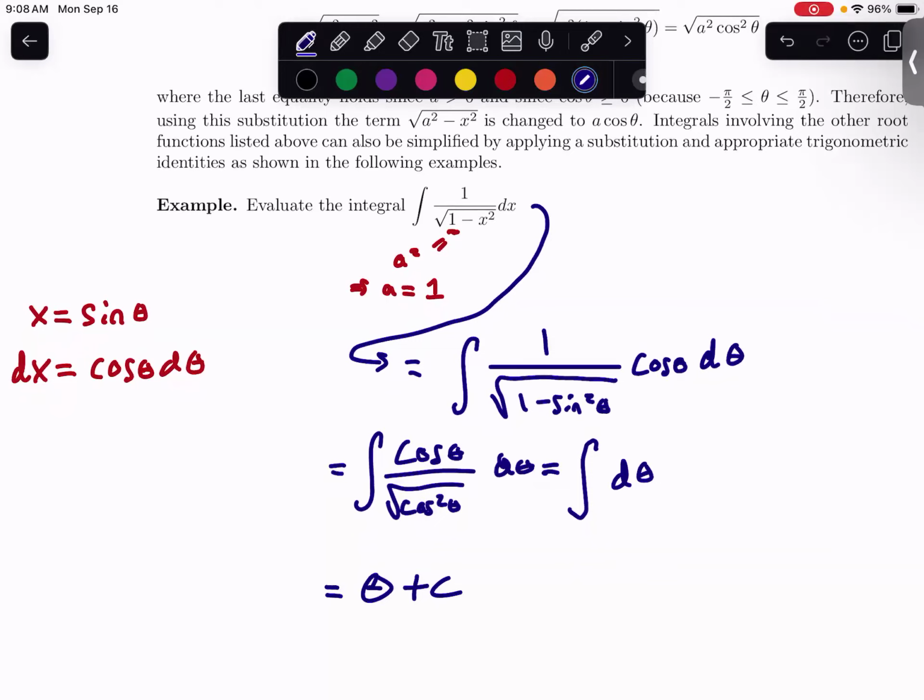And so we're not done yet. The original equation was in terms of x. And so we want our final answer to be in terms of x, but it's in terms of theta right now. So if we want to write theta in terms of x, what would we do? Yeah, go ahead.